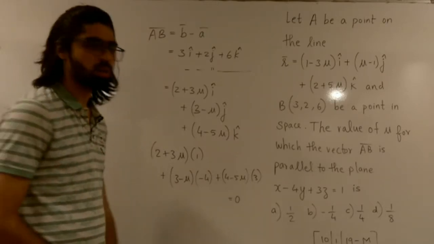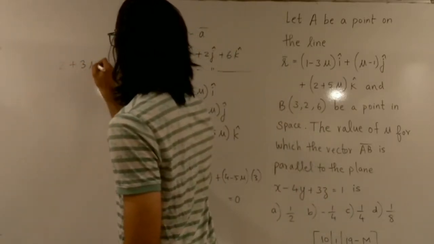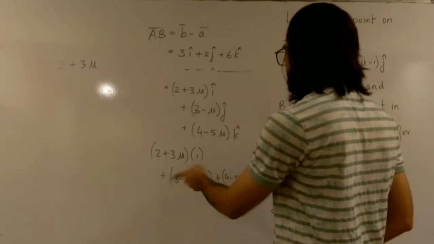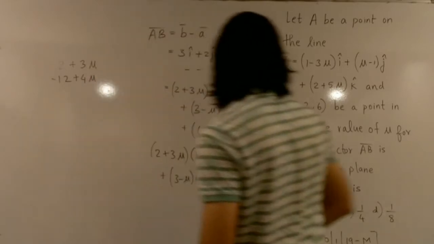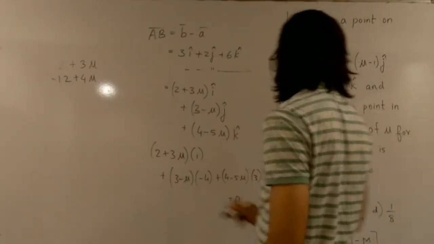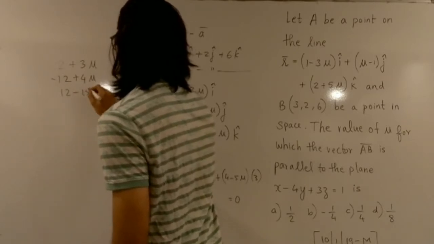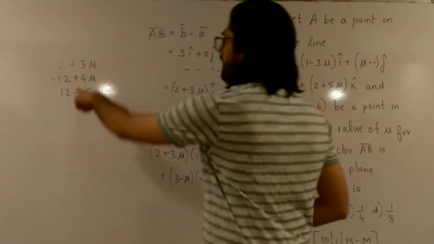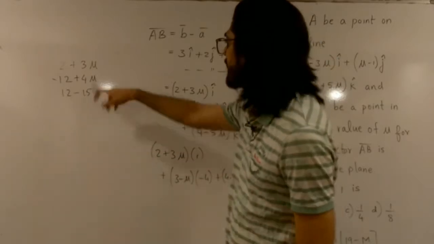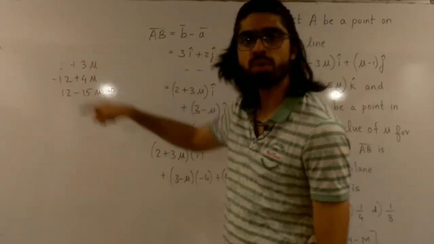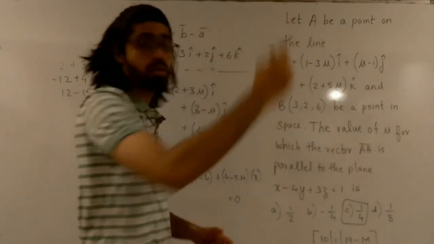Solve it quickly along with me. So we have 2 plus 3 mu, then we have minus 12 plus 4 mu, and then we have 12 minus 15 mu equal to 0. So that plus 12 and minus 12 get cancelled. We have 3 plus 4, 7, minus 15, which is minus 8. That minus 8 goes here. So I have 8 mu equal to 2, and that is why mu will be equal to 1 by 4, and that makes option C the right answer for this question.